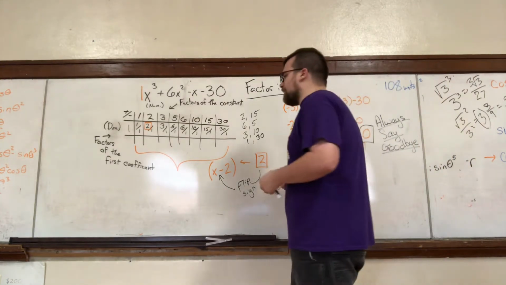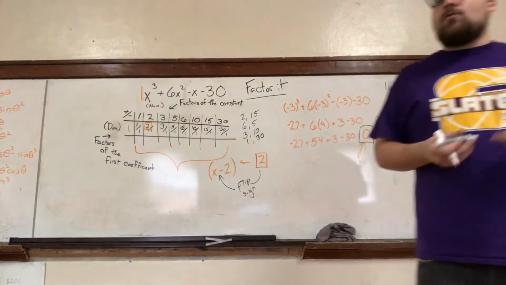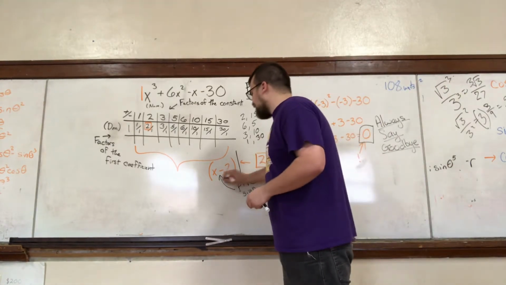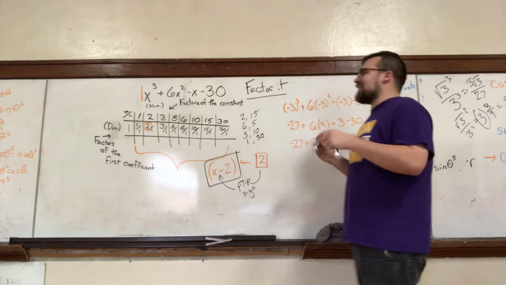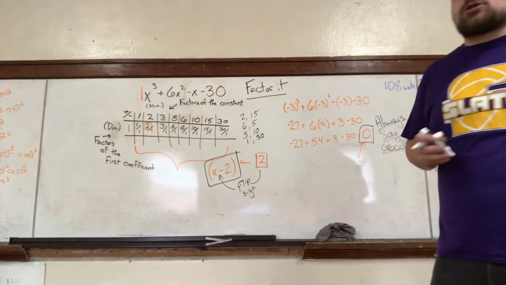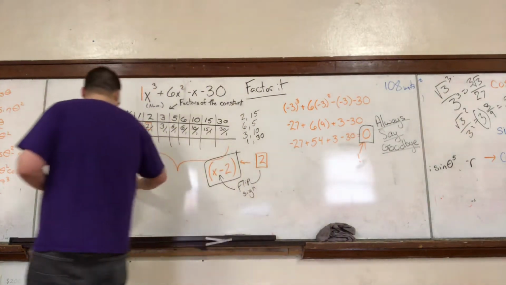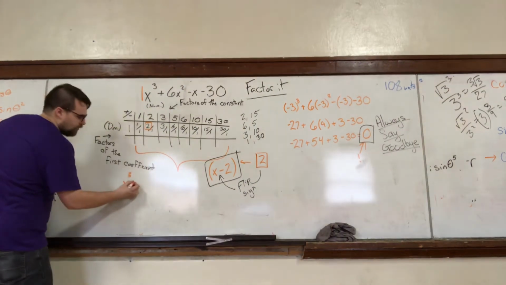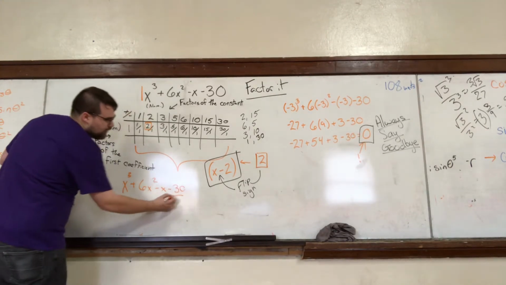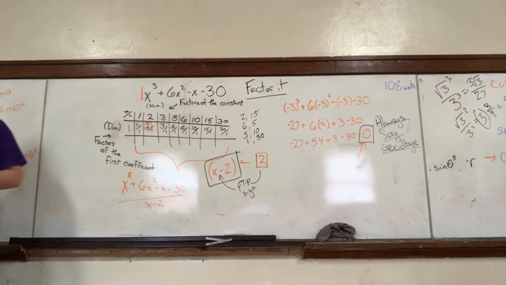And that's what we're doing here, is we're saying this is a number that if we synthetically divided this by, we would get a 0. It would come out perfect. So we have identified x minus 2 as a factor of x cubed plus 6x squared minus x minus 30. So if we did this as synthetic division, x cubed plus 6x squared minus x minus 30, we could divide it by x minus 2, and we would actually get somewhere.